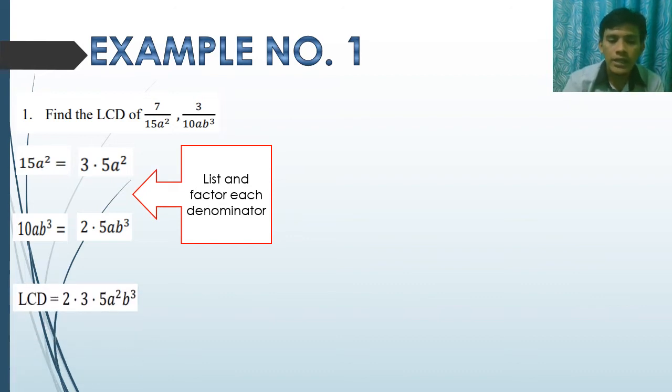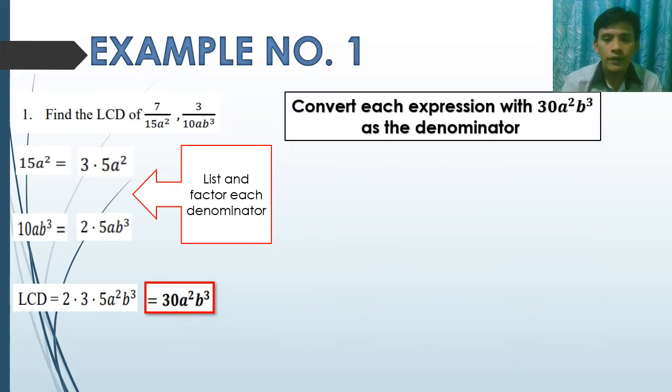And our LCD is 2 times 3 times 5a squared b cubed. 2 times 3 times 5, and that is 30. So our final LCD is 30a squared b cubed. Convert each expression with our LCD, which is 30a squared b cubed, as our denominator.